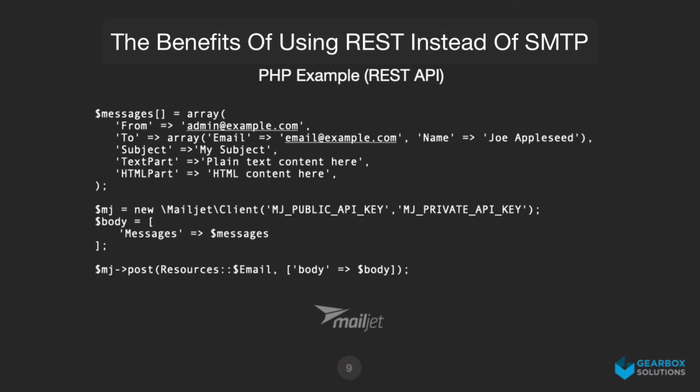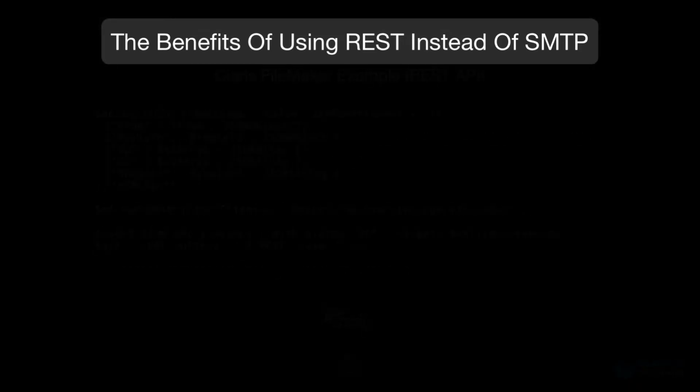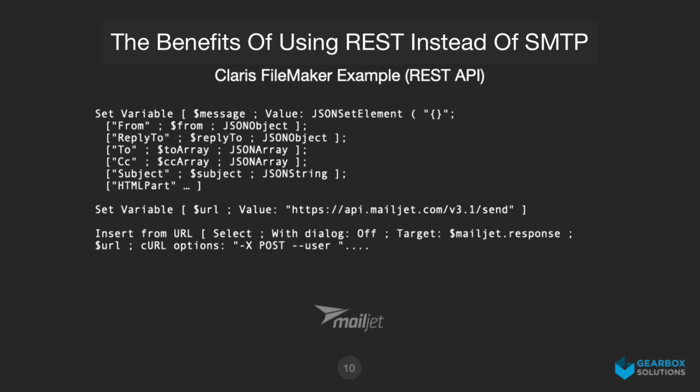This is an example of using FileMaker. So in FileMaker, we can use the same thing. We can set some information, we set a variable, and we use the very popular script that basically everything like this runs through, which is the Insert from URL. So we set some curl options, we gather our data, and we send that email transaction.